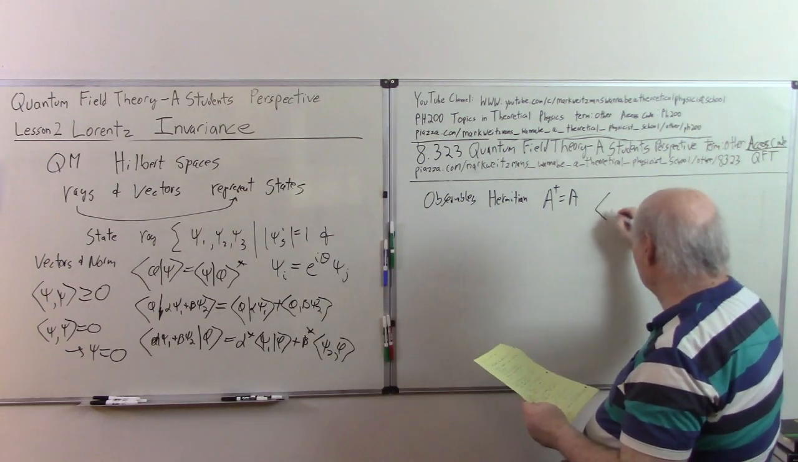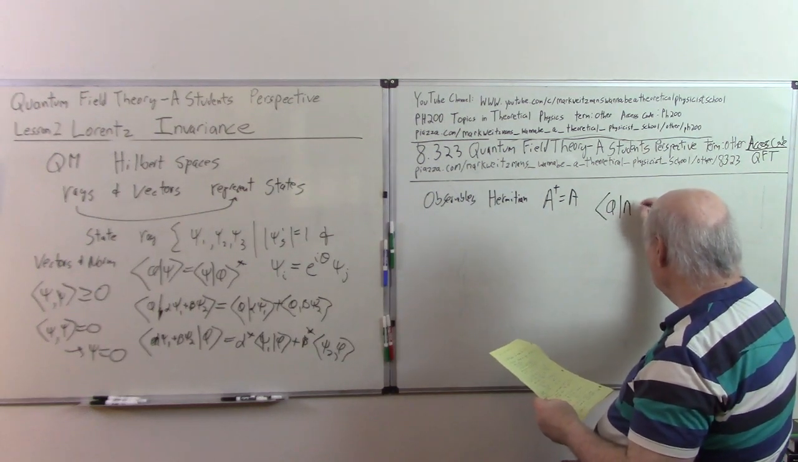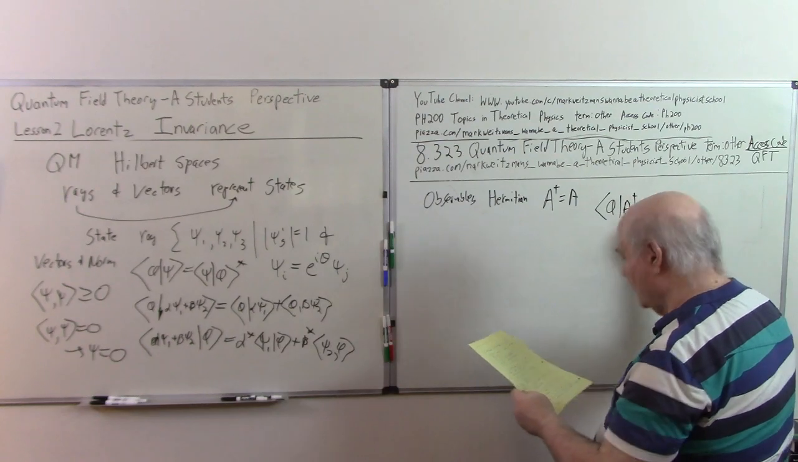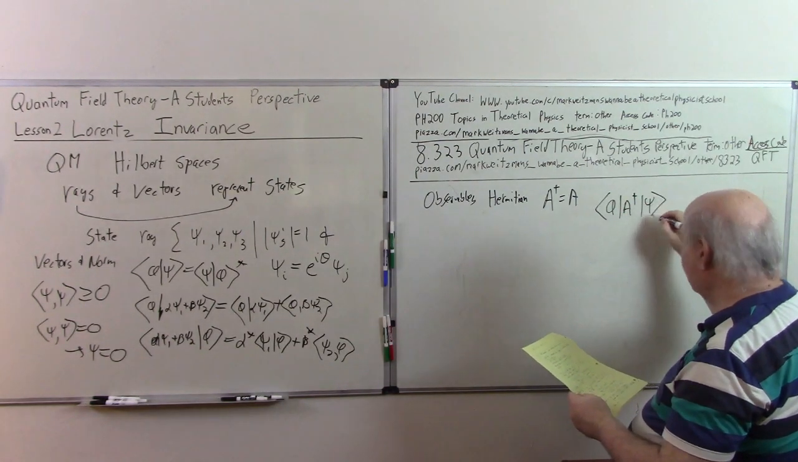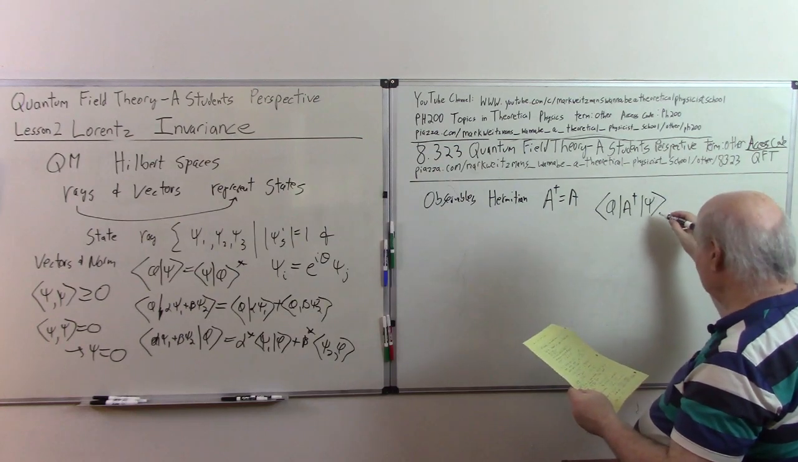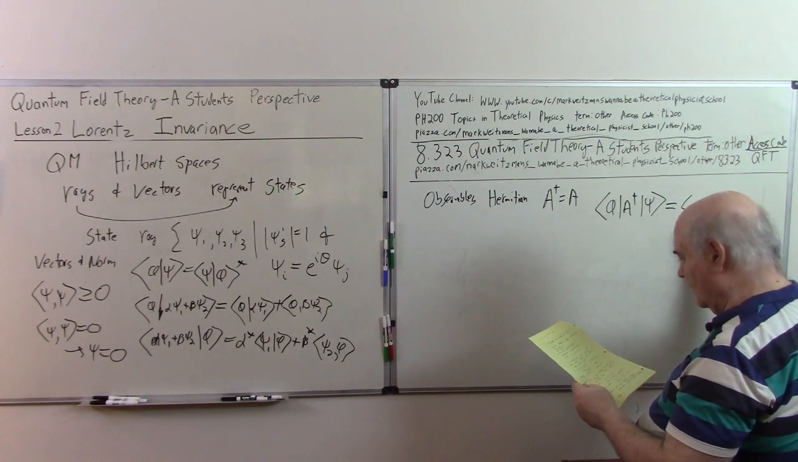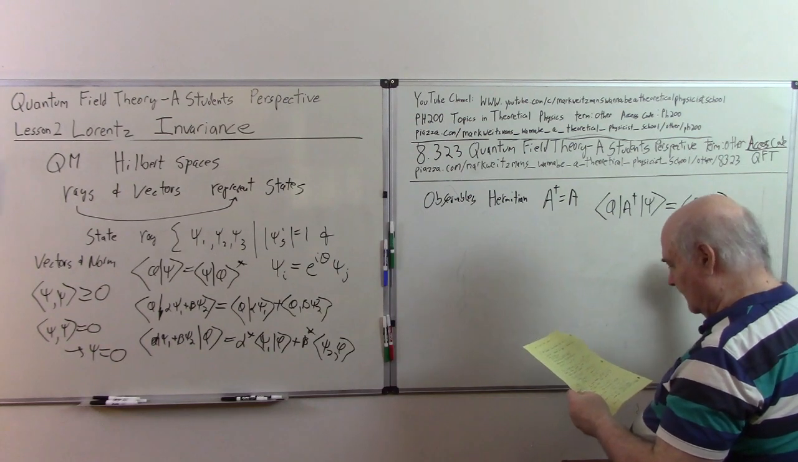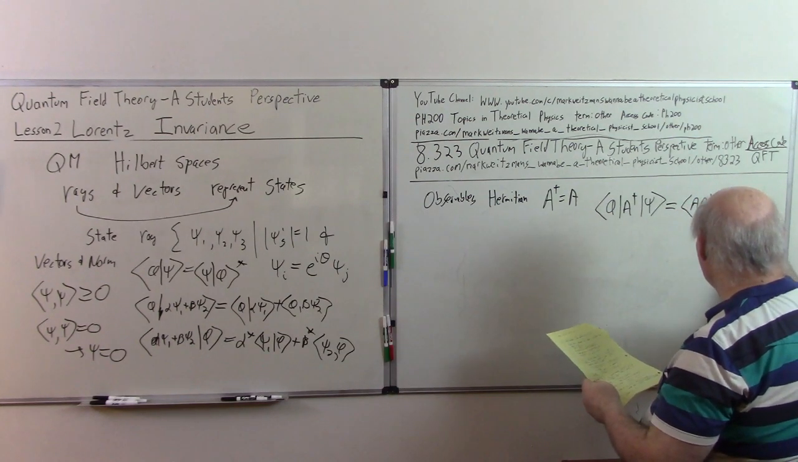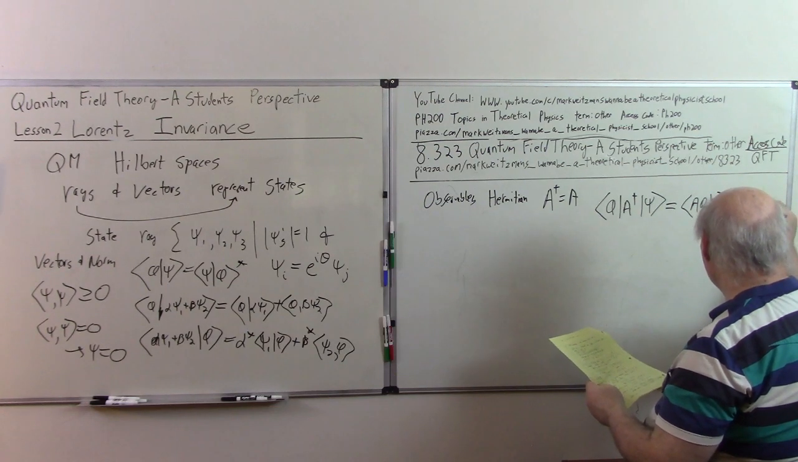And our definitions are, at least for now, I'll talk about the time reversal later: phi, A dagger psi equal to A phi, psi, equal to psi, A phi star. Okay.